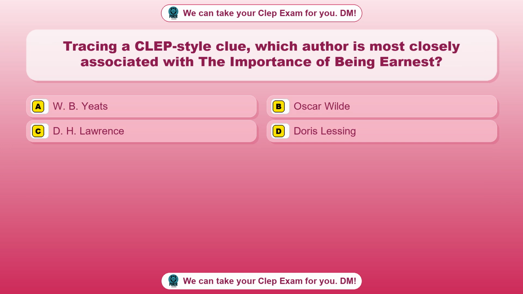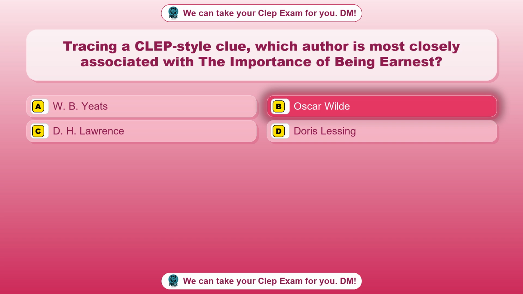Question 44. Tracing a CLEP style clue, which author is most closely associated with The Importance of Being Earnest? Option A, W. B. Yeats. Option B, Oscar Wilde. Option C, D. H. Lawrence. Option D, Doris Lessing. The correct answer is option B, Oscar Wilde.